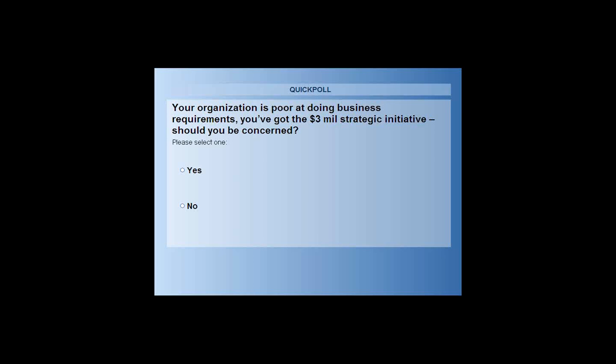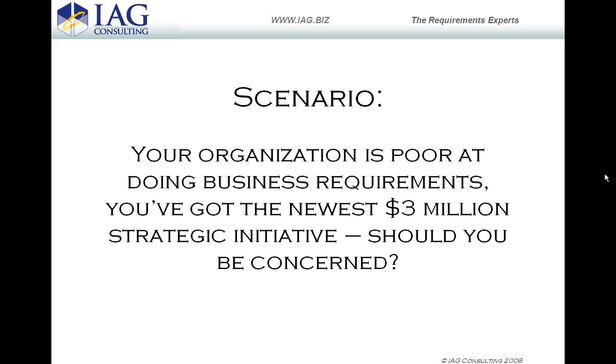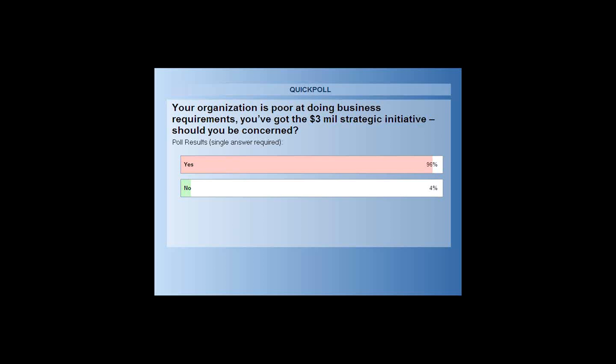Good. So we've got lots of people participating today. The numbers tend to be about this consistent all the time, right? It's about 90, 95% will say yes, about 4% will say no, I don't need to be concerned. And I bet the 4% are the hardcore agilists out there. But the reality is that requirements are like this.